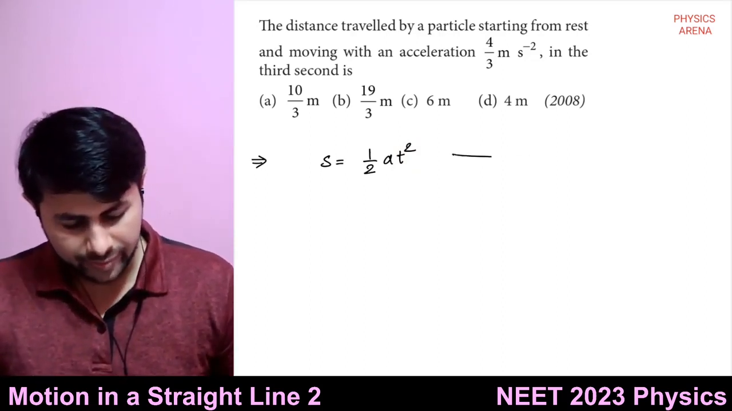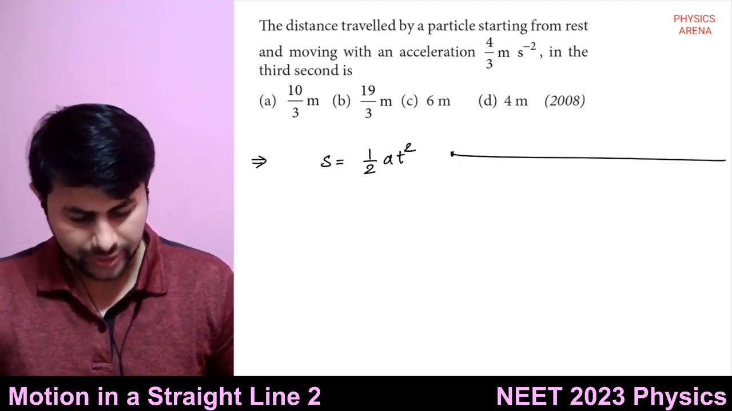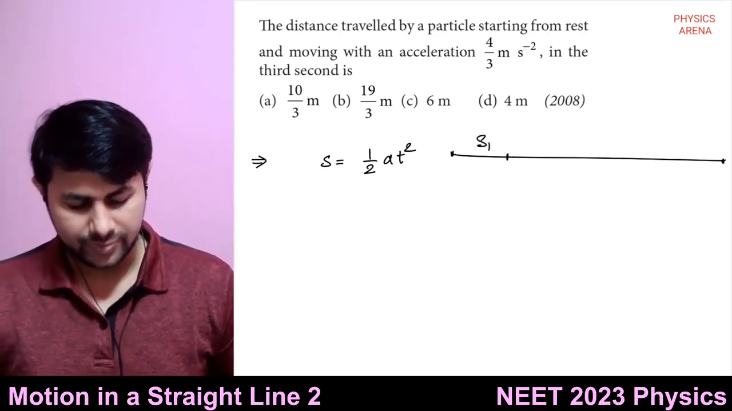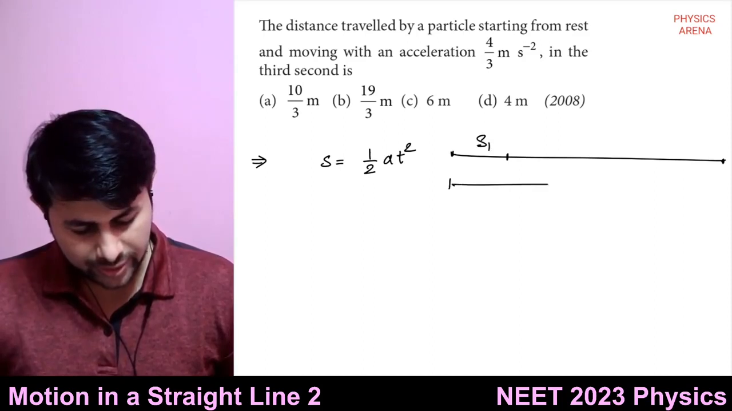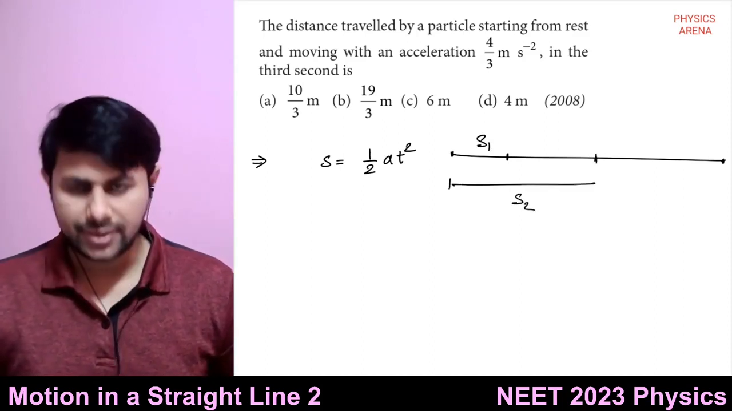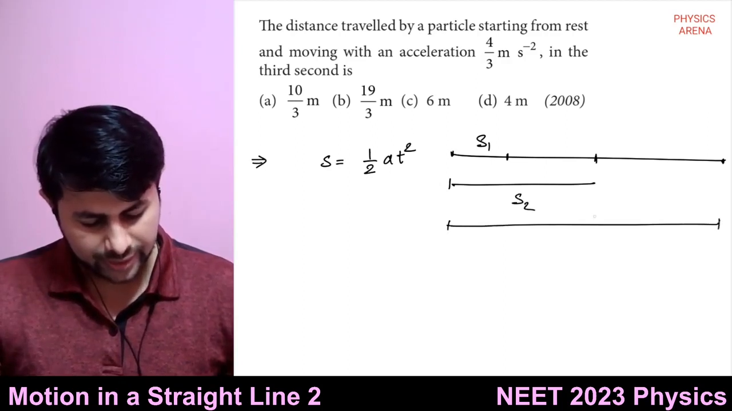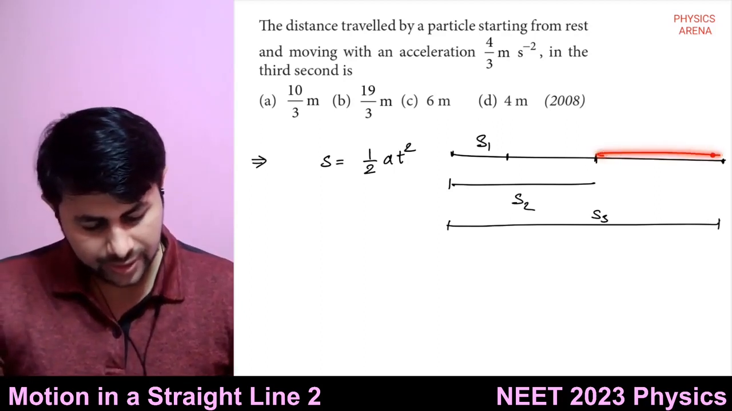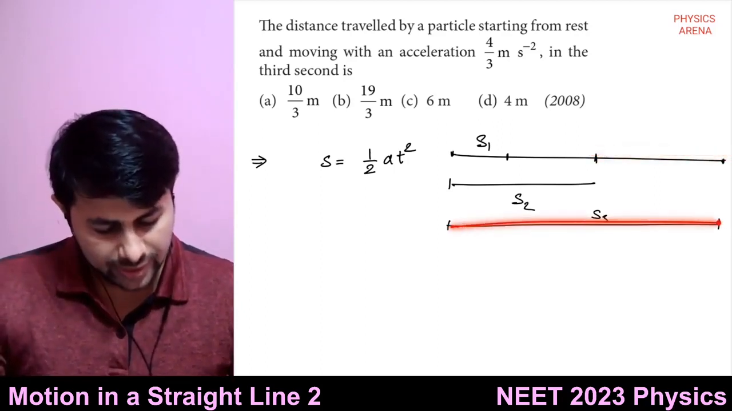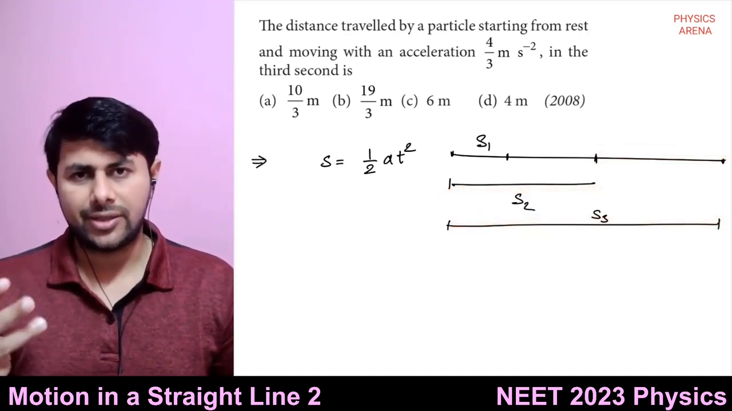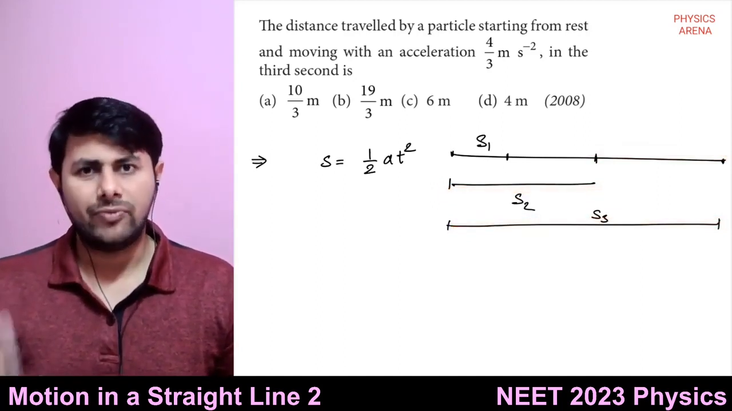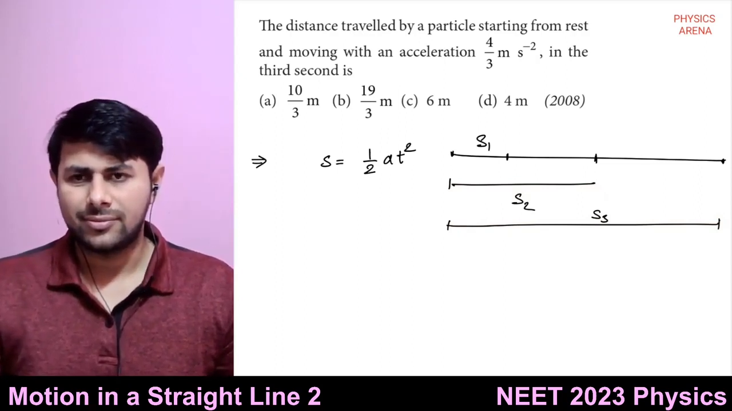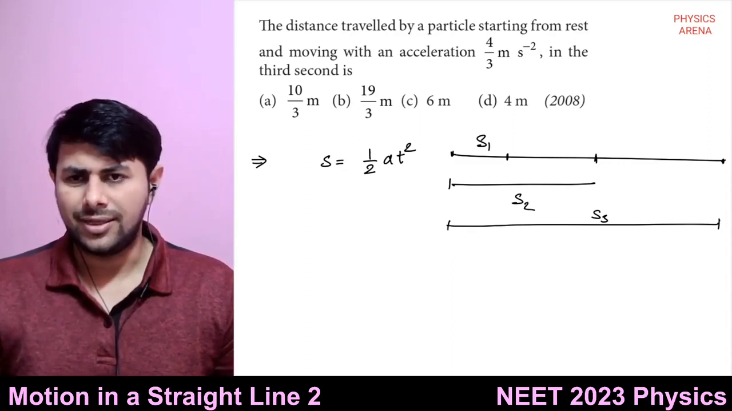So let's say the body starts from here, and in 3 seconds it moves till here. So this is, let's say, distance covered in first second. Distance covered till second is this much, s2, and distance covered till third second is this total distance. So what will be distance covered in third second? It will be s3 minus s2. So distance covered in 3 seconds minus distance covered in 2 seconds will give you distance covered in third second, right?